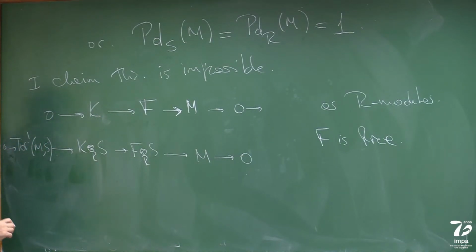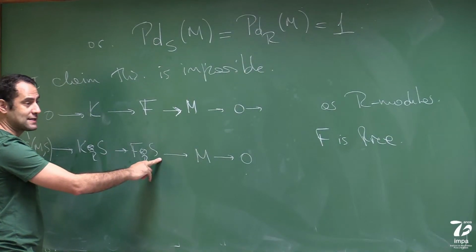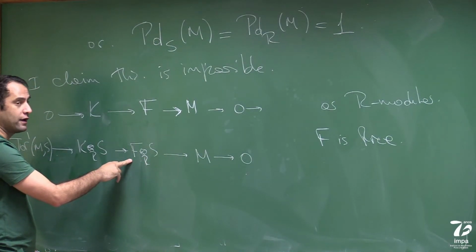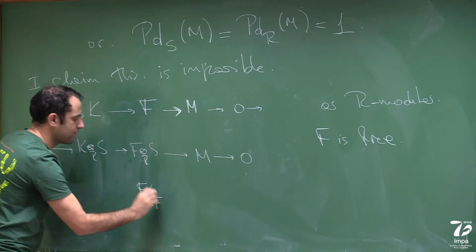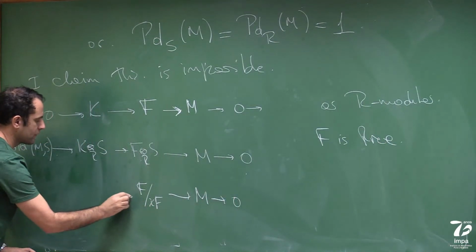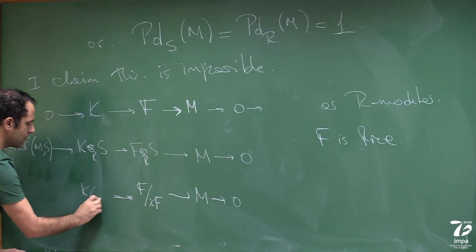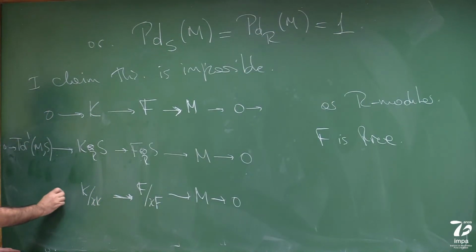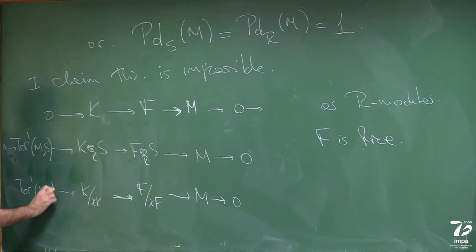Okay? What is F, which is free as an R module, tensor over R with S? So this is just a bunch of copies of R. So this is just the same thing as F mod out by XF, which is 0 to M. Same thing here. This is just going to be K mod out by XK, 0. And this Tor1 here and here 0.